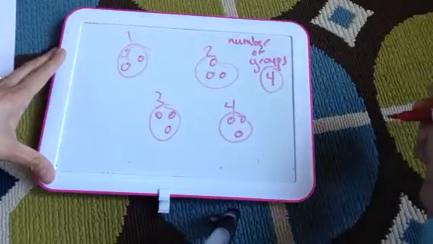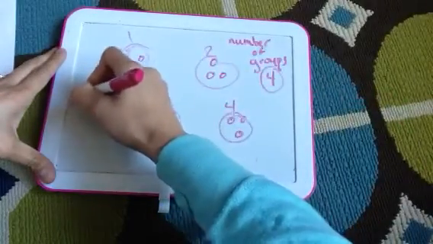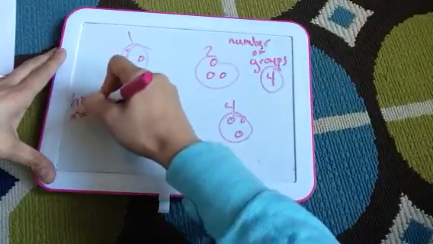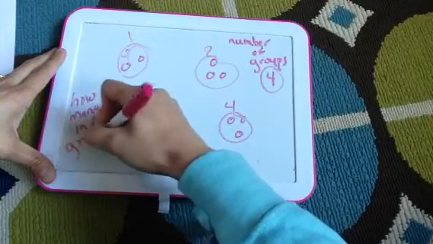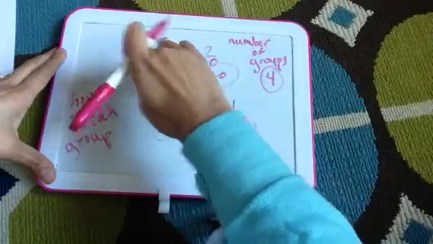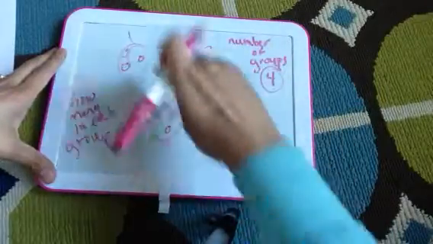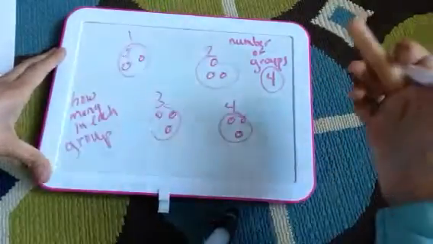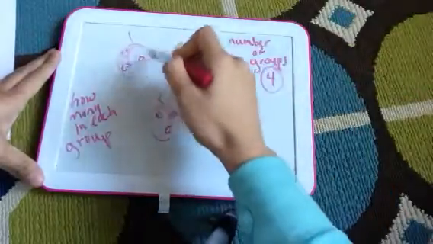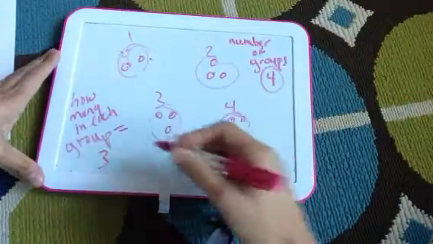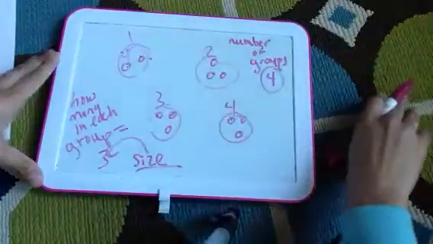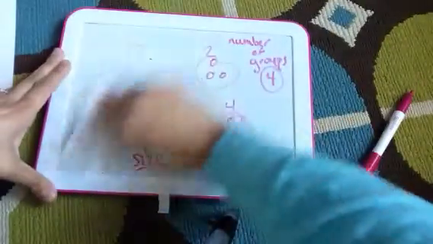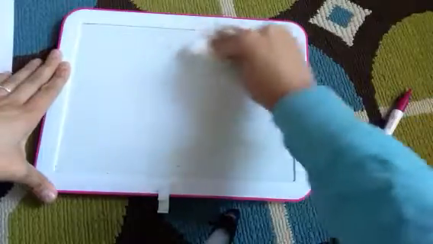But then we want to know how many circles in each group. Each means in a single group, and they're all the same, they're all equal. In one of these single groups, how many circles are there? Count them. 1, 2, 3. 3. So the size of the group is 3 circles. That's going to be something that you'll need to really start to think about as we move into multiplication.